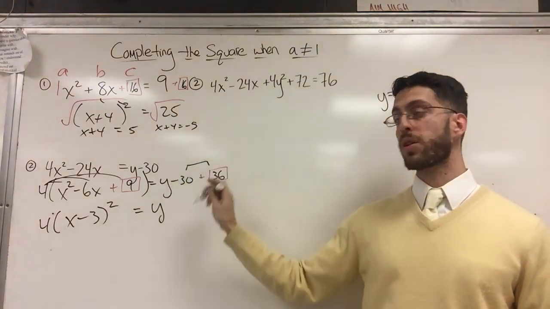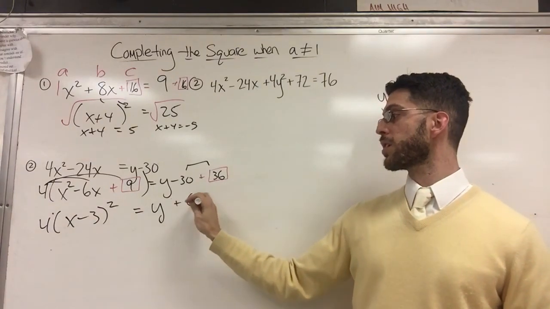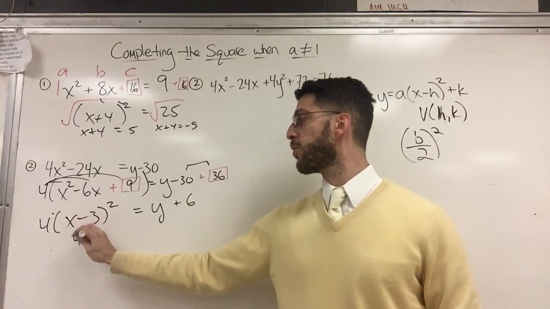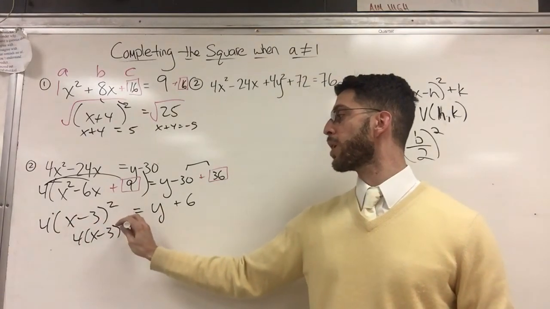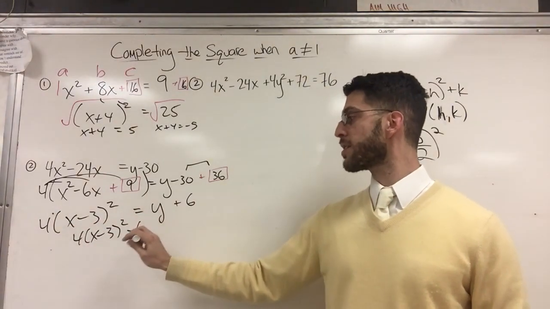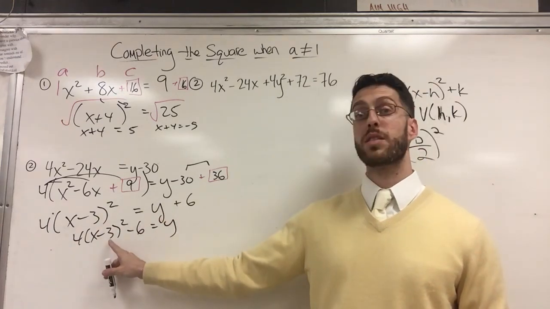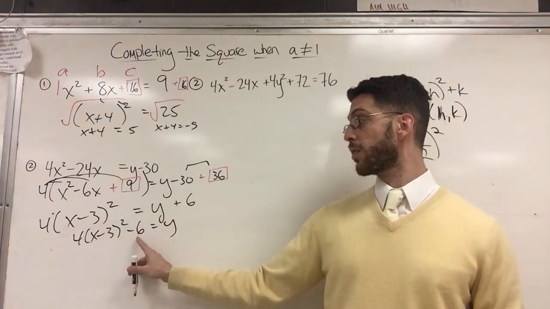Now I can combine like terms, and this is going to be plus 6. Then I can subtract 6 from both sides, giving me 4(x minus 3) squared minus 6 equals y, and that's your vertex form, where the vertex is positive 3, negative 6.